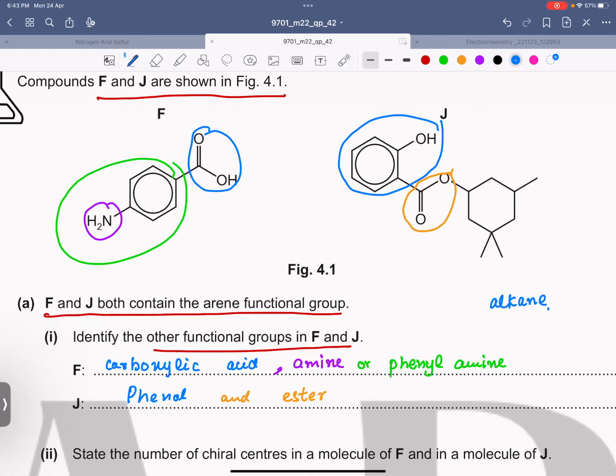But actually the alkanes are not a functional group, because alkane or alkyl is the thing that is actually present with everything. So we do not consider them as a functional group. Normally, when we talk about alkanes, we say there is no functional group in alkanes. Okay.